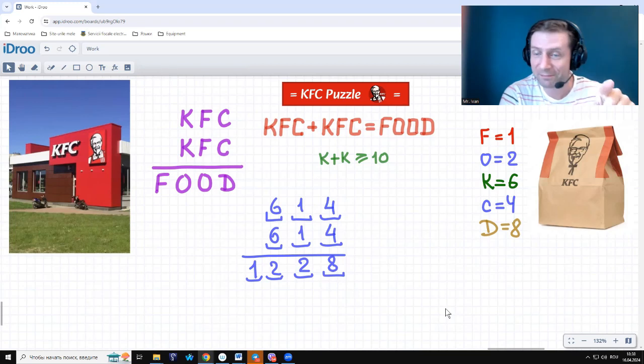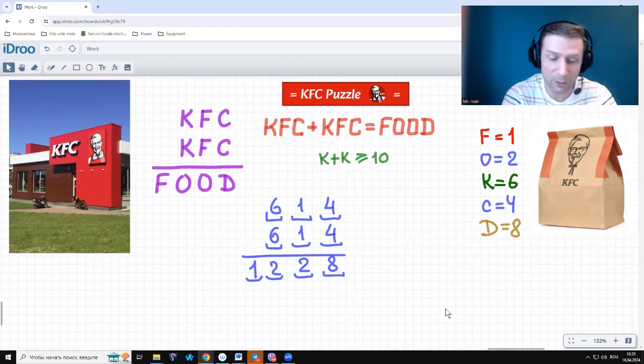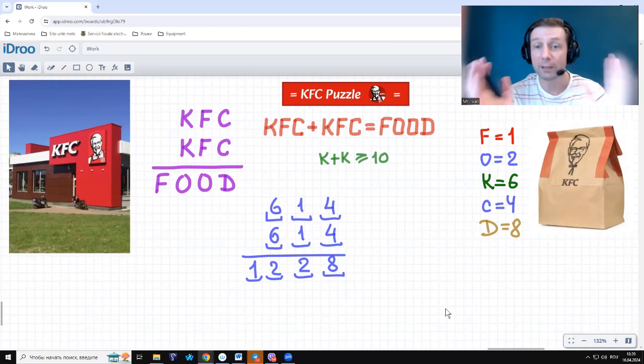Okay, but the good point about KFC is this puzzle. I think I am the first one who invented this puzzle with KFC. So I don't know if they would appreciate it or not. Doesn't matter. It's good for math.